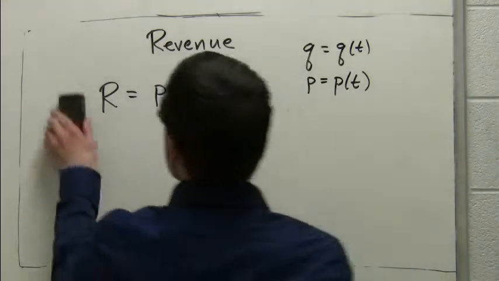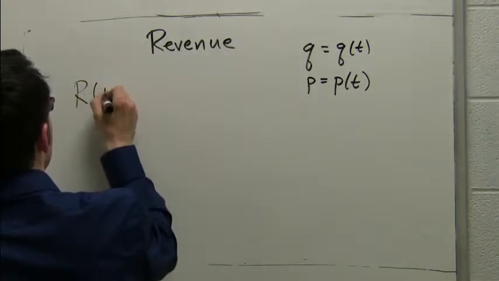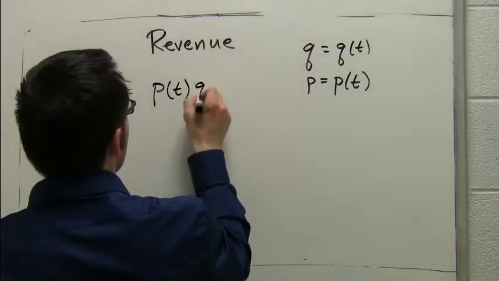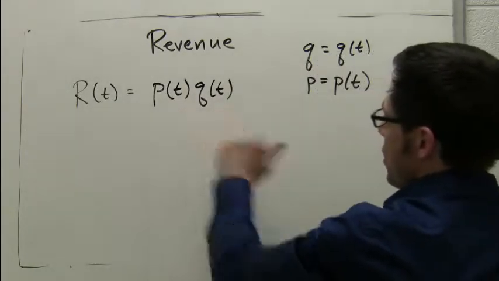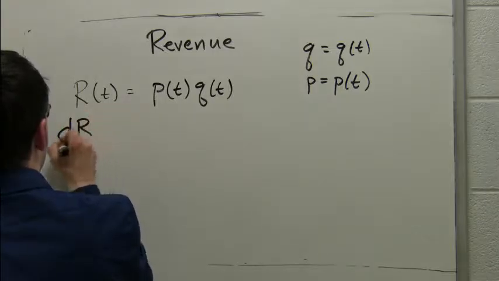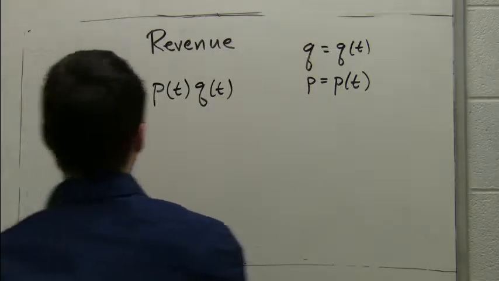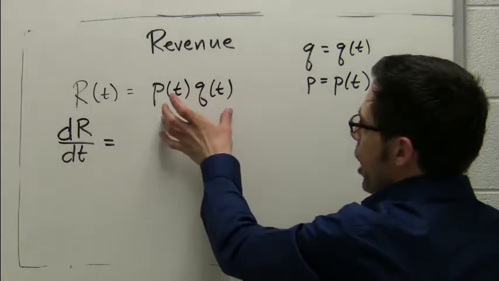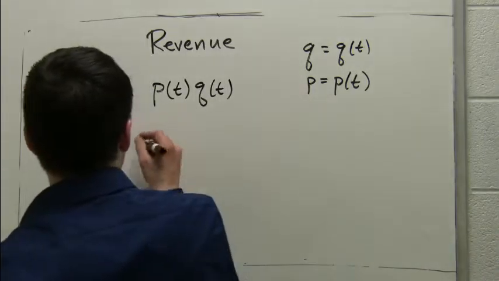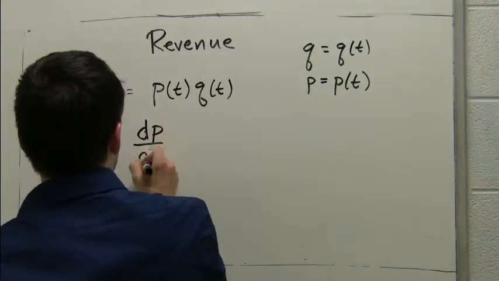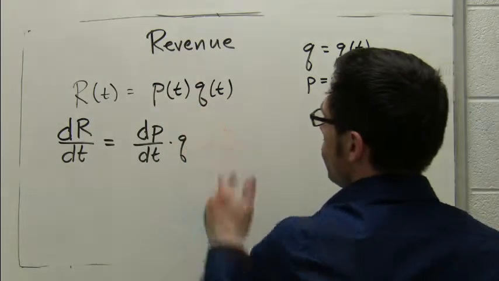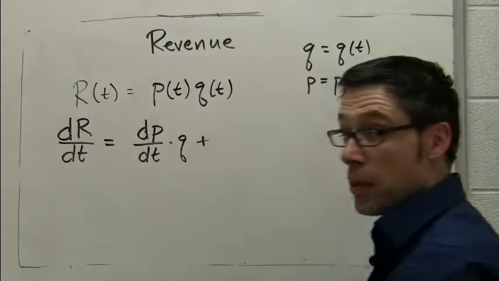That means certainly that R is a function of time, but that's because it's P of t times Q of t. So again, this is a composition of functions. If I want to know how it's changing, I can take the derivative of R with respect to time. What I'm going to get is really a product rule, right? There's a product of two functions, P and Q. So what I get here is dP/dt times Q, because it's the derivative of this one times Q, plus the other way around. It's the product rule.